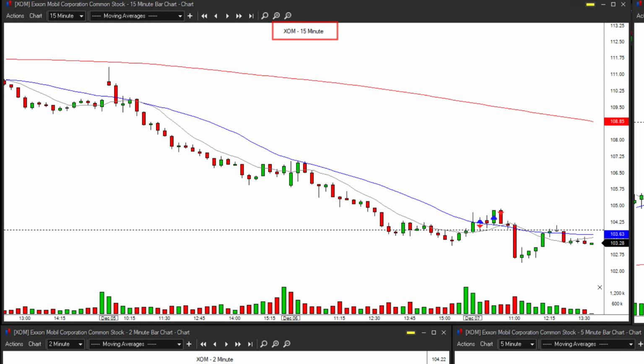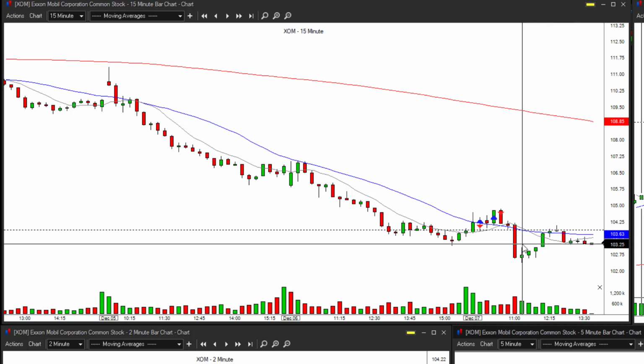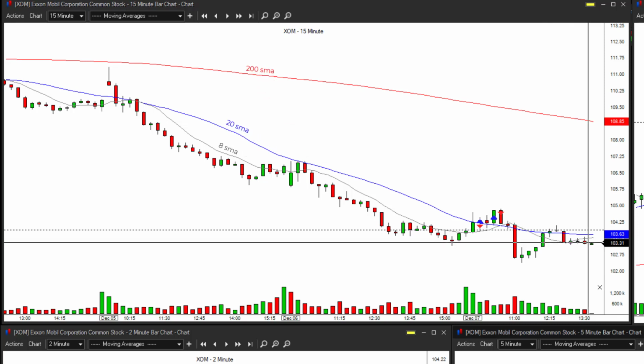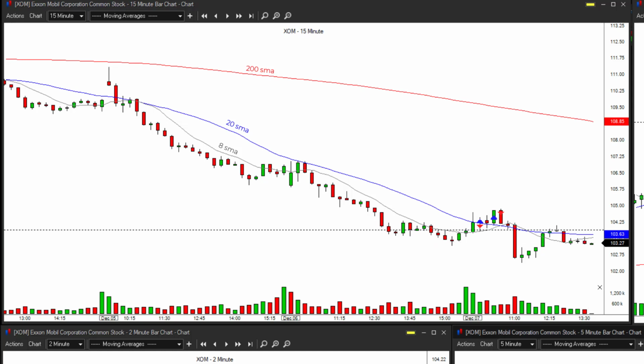Now before we begin with the analysis, I'd like to clarify two things. One, each of these bars, red or green, represents 15 minutes of price data. Two, the three lines you see before you here are simple period moving averages. The top red is the 200 simple period moving average, the blue is the 20, and the gray is the 8 simple period moving average. With that clarified, let's move on to our analysis.